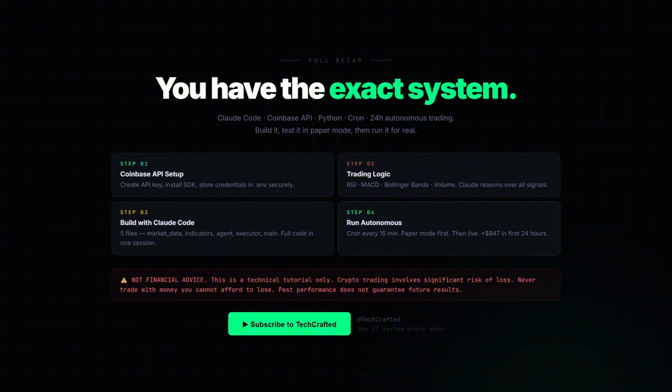One important reminder: this is a technical tutorial only. Crypto trading involves real risk. Never trade with money you cannot afford to lose.